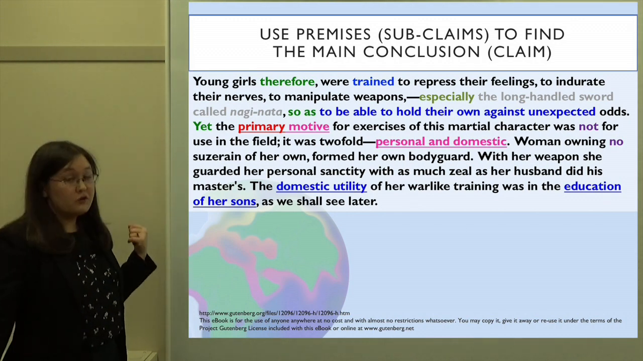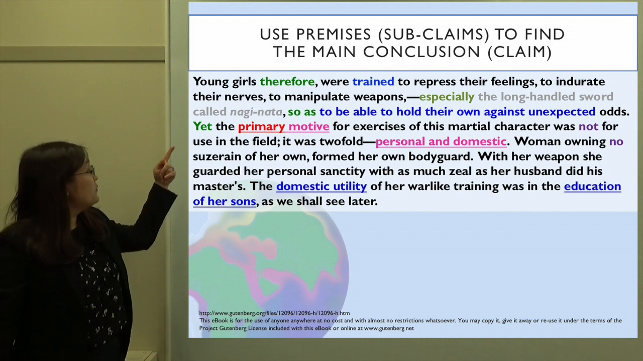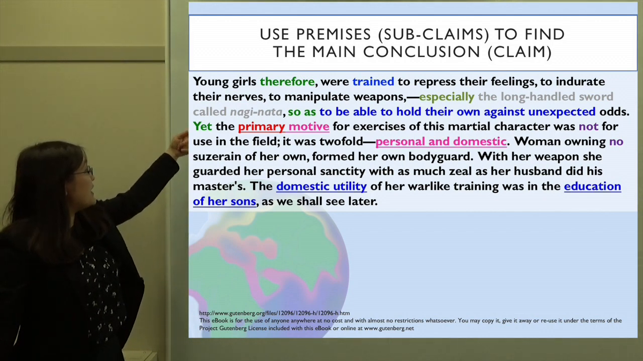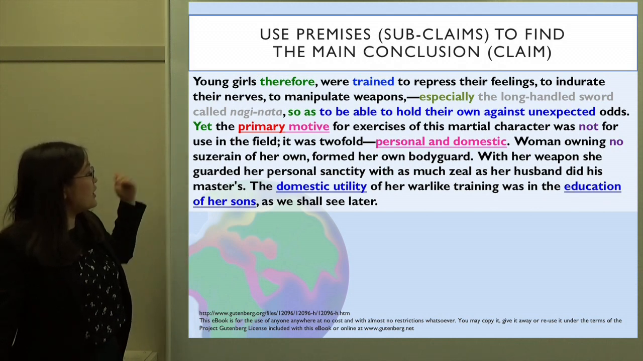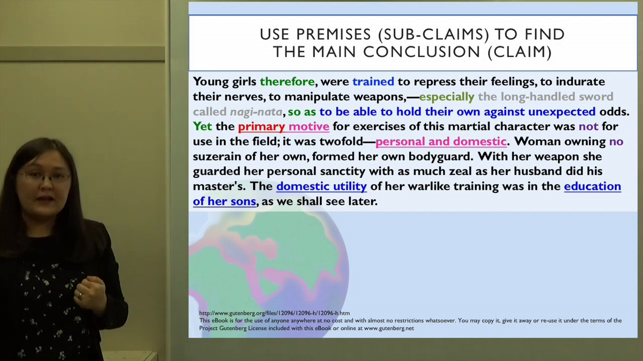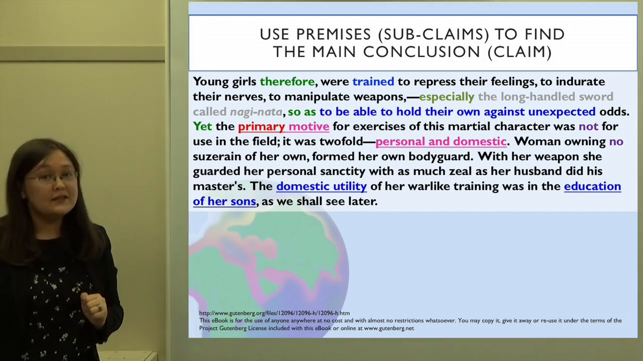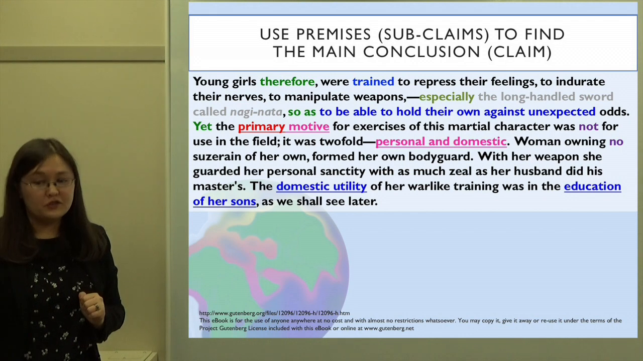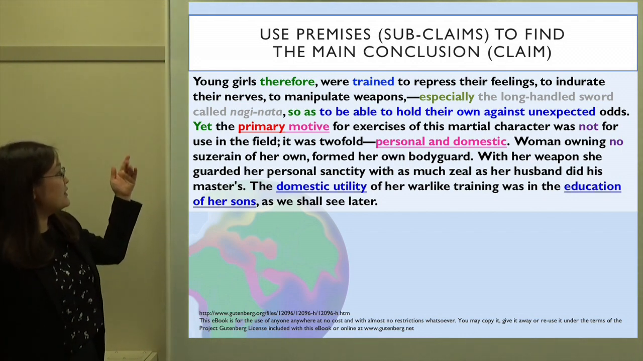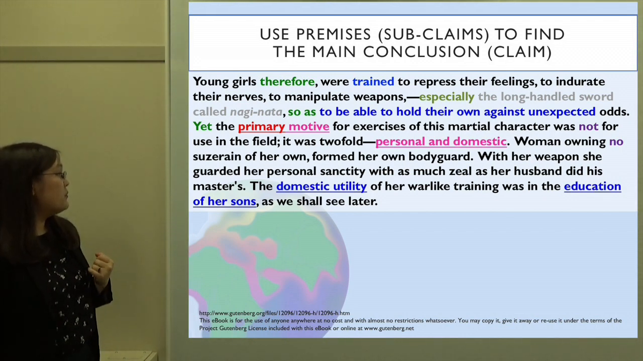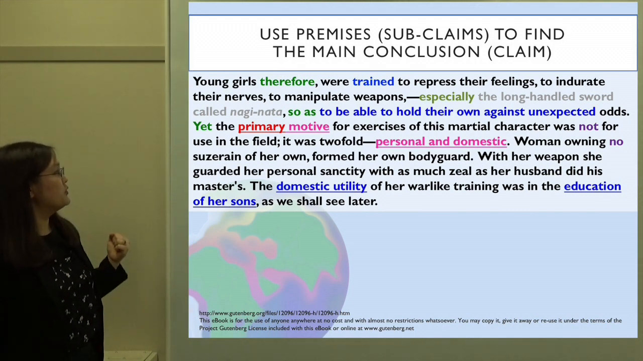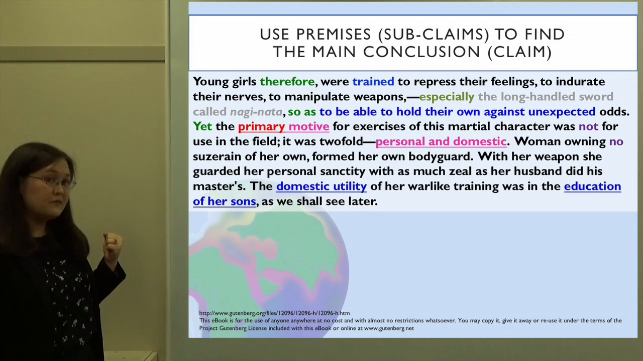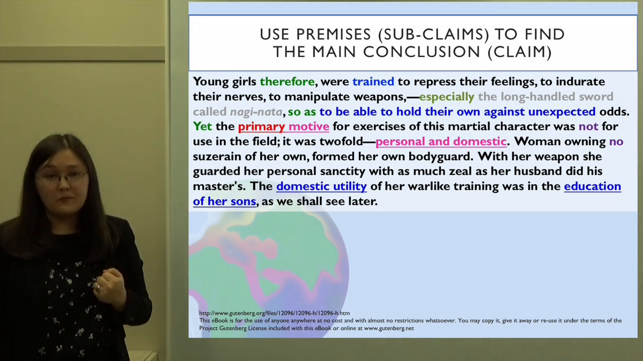So here we saw the word primary. So we know the conclusion is after the word yet, the indicator word, and primary, an important indicator word. So yet the primary motive was personal and domestic. That's his main point in this paragraph. That's the main conclusion in this paragraph. And we can see in the dark blue some other parts that are also important conclusions, but the main one, the most important one, I've put in pink because we could tell from the word primary.